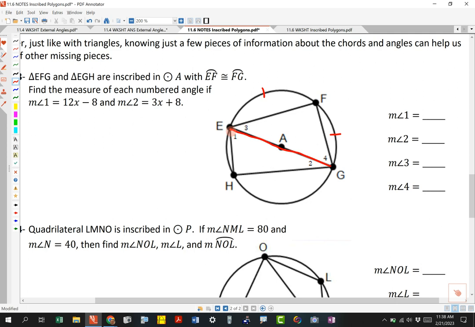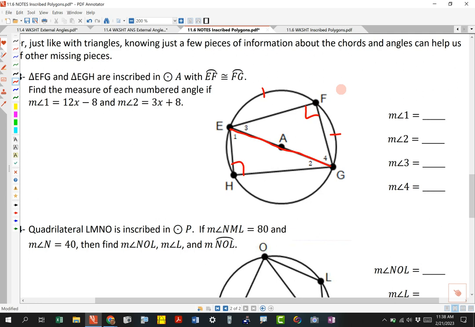Yeah, it intercepts an arc. So this is 2 halves of a circle. There's 180 degrees over here. So this has got to be a 90-degree angle. And this one over here is half the circle. So this one's got to be a 90-degree angle. Huge piece of information just by recognizing that that's a diameter.